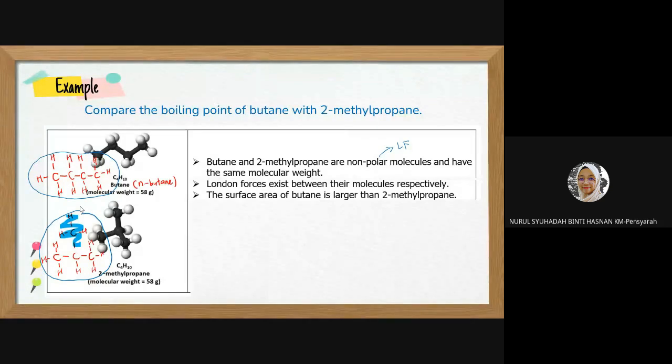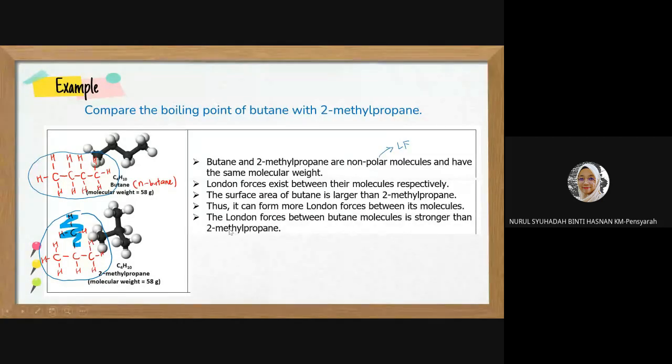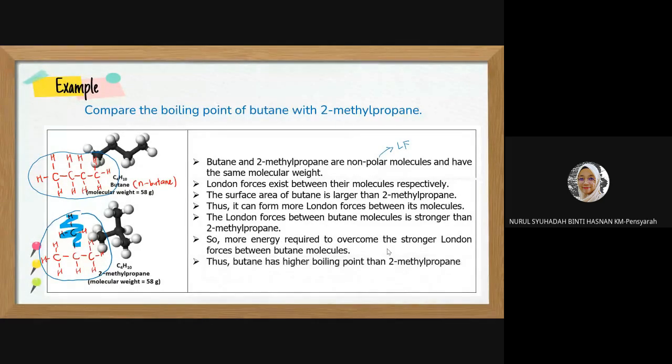So when the surface area decreases, the London forces will also decrease. So here we say the London forces between butane molecules are stronger than those of 2-methyl propane. More energy is required to overcome the stronger London forces between butane molecules. Thus, butane has a higher boiling point than 2-methyl propane. Okay, can?